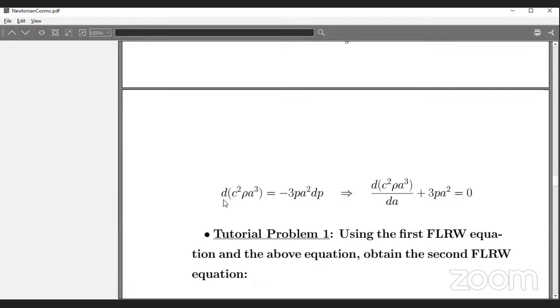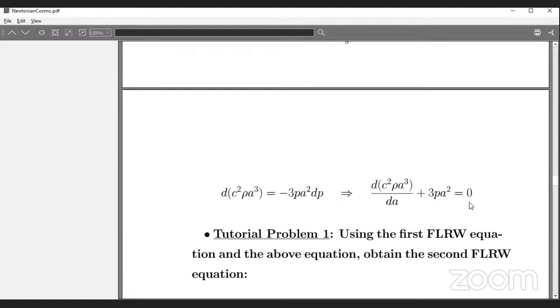So we have got the result that d of c squared rho a cubed is equal to minus 3p a squared da. And therefore, if I divide both sides by da and take minus 3p a squared to the left-hand side, we get this equation, which reads d by da of the energy density times a cubed, plus 3p a squared, is equal to 0, where p is the pressure.